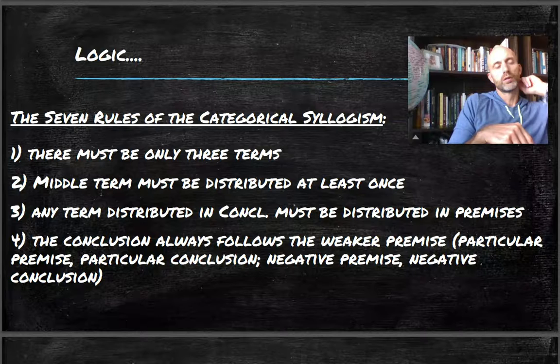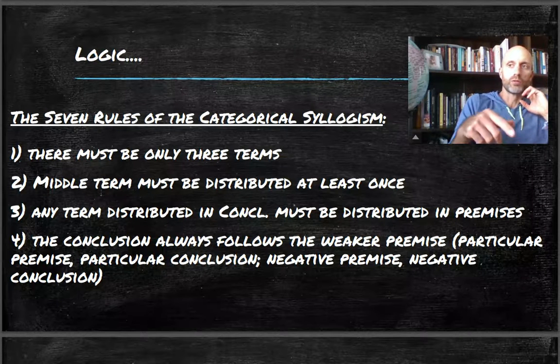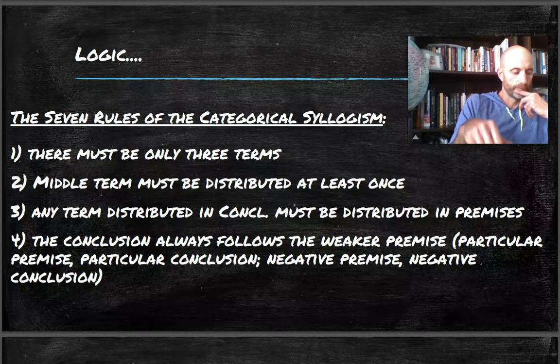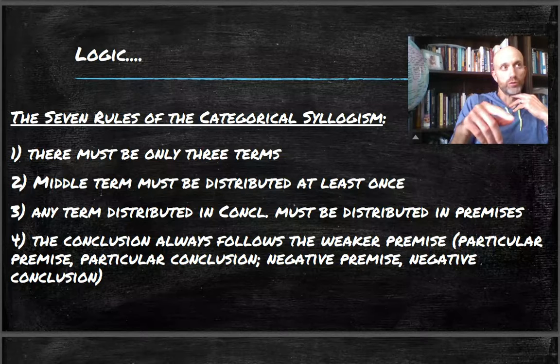Now, following that, if one of your premises is negative, the conclusion must be negative. So think about that. If your conclusion is particular, you have to have a particular premise. One of your premises, at least one, has to be particular. If one of your premises is negative, then your conclusion has to be negative.